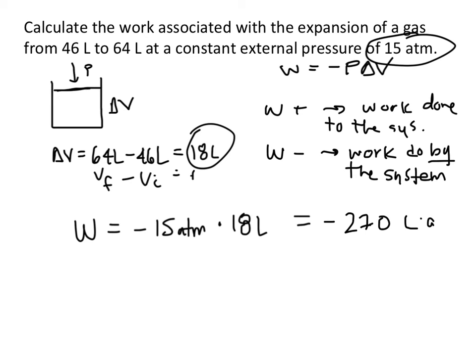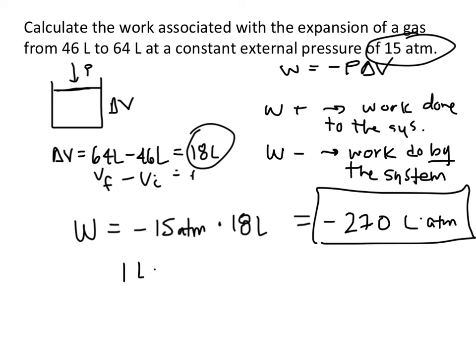liter atm. Now, we could convert this answer into joules by using the following proportionality. So 1 liter atm is equal to 101.3 joules. Okay, so this is a conversion factor to know. It'll come up later. But in this case, they haven't indicated what units we need to give our final answer in, so liter atm is completely acceptable.